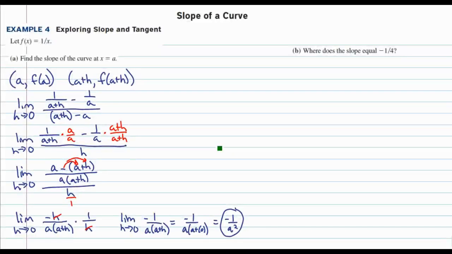This is the screencast for section 2.4, example 4. We're going to explore the slope of a curve, the slope and tangent. Explore is such a weird word in math, but we're going to find the slope of the curve at x equals a.